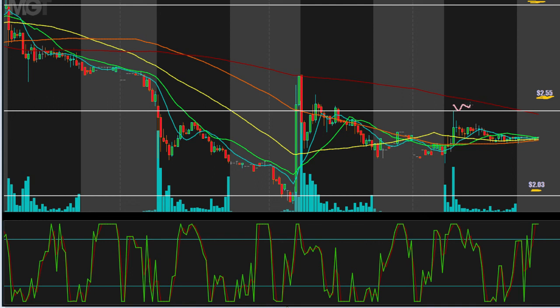So I'm going to look for another test of 2.55. Of course, when that happens, we can form a potential double top because we tested it here. So another recent test could be a double top. But I think there's a chance we might break up. We really need to see what happens next week. Unfortunately, the market's closed on Monday, so we're going to have to wait until Tuesday.